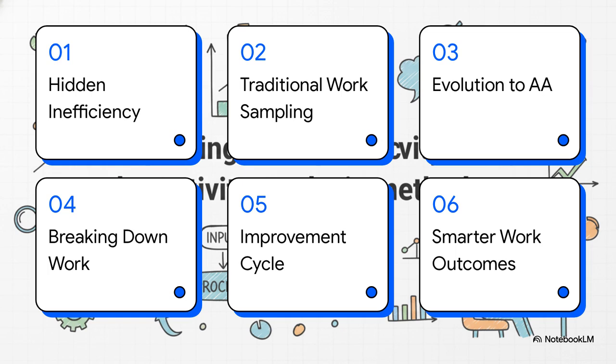We'll kick things off with the big problem, hidden inefficiency. Then, we'll look at the old-school solution, traditional work sampling. From there, we'll see how it evolved into activity analysis, break down what that really means, walk through its improvement cycle, and finally, check out the amazing outcomes you can get.